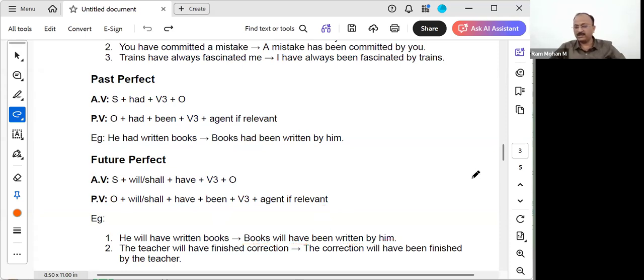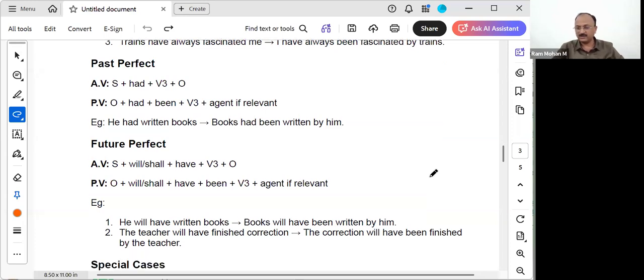Tomorrow, the people who are writing the state board exam of Kannada, first language, you are writing English, correct? Next week, by this time, your teacher will have finished correction of the papers. See here, the same example if you take, the teacher will have finished correction. That means in the future, sometime, by this time, the action would have got completed. Action completed means we'll say perfect. The teacher will have finished the correction.